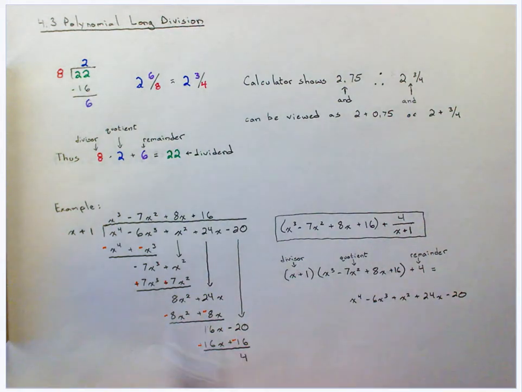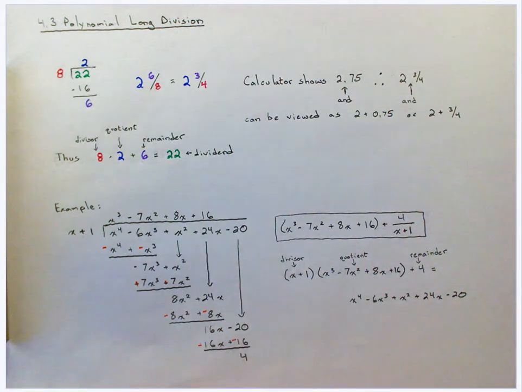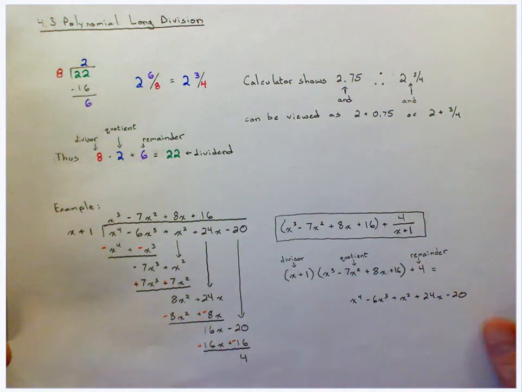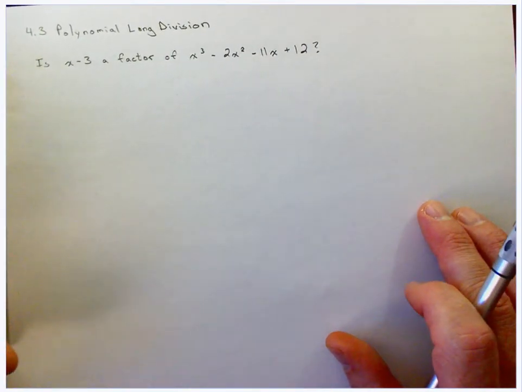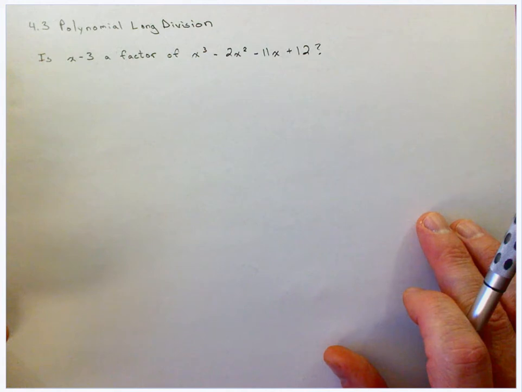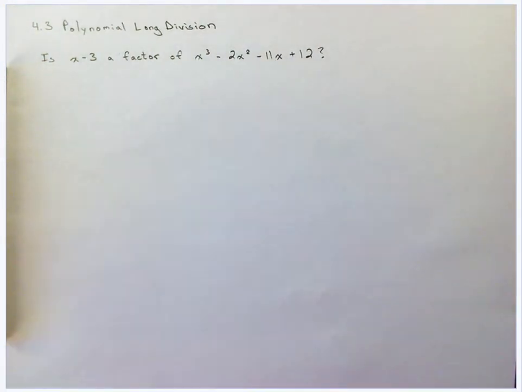Not all of our divisors are going to go into our dividends evenly. We will have some that have remainders, and that's an important concept that we'll build upon. There's nothing wrong with having a remainder. A remainder of 0 indicates that it is a factor, but it's also an x-intercept, a 0 of that given polynomial. All right, so let's work an example.